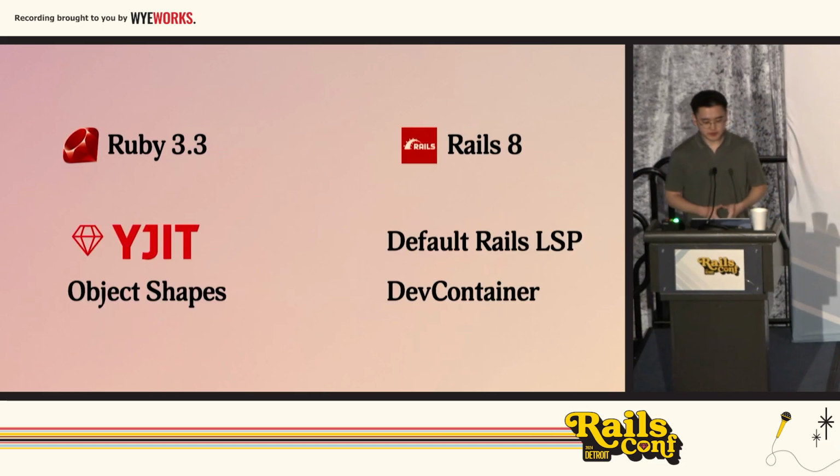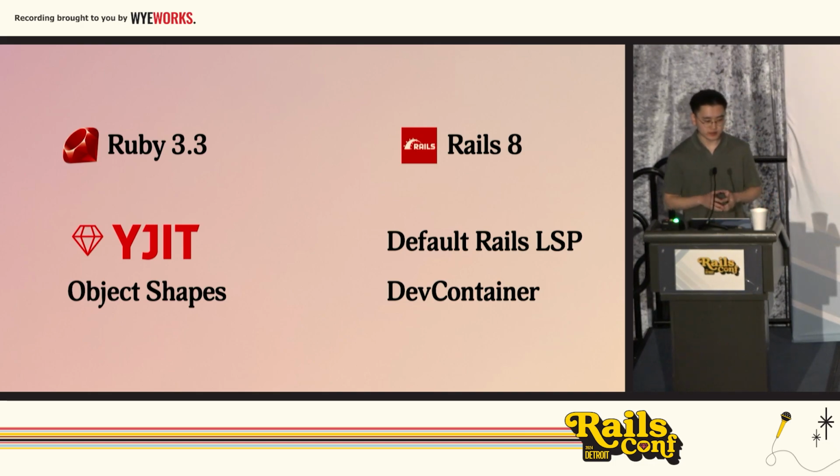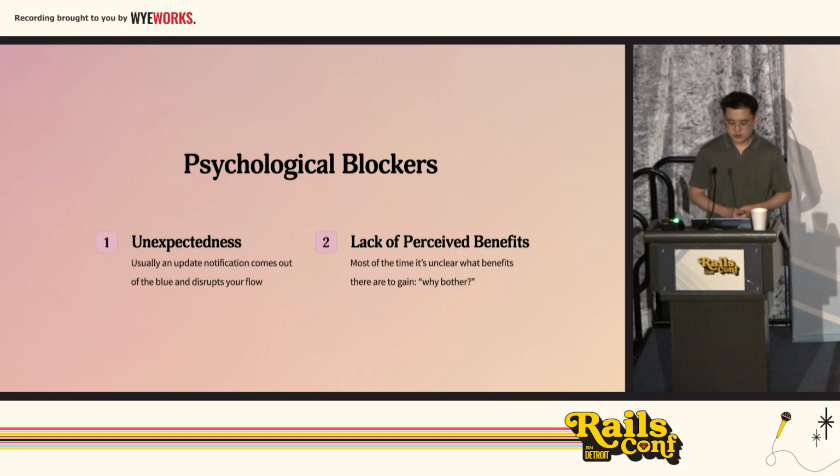Some of these new features and improvements include widget and optimizations with object shapes in Ruby 3.3, as well as the upcoming dev container generation and an official LSP in Rails 8 coming out later in this year. Now that we've identified some of the problems, let's dive into the ways we tackle them, starting off with those pesky psychological blockers.